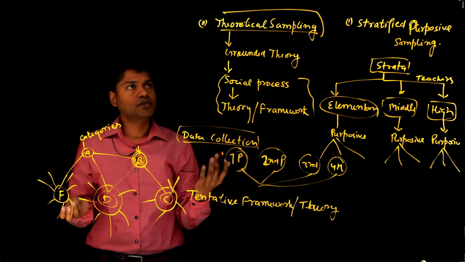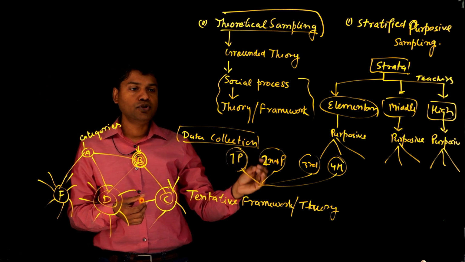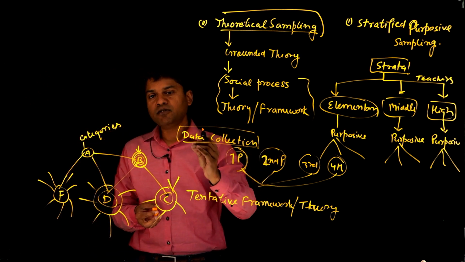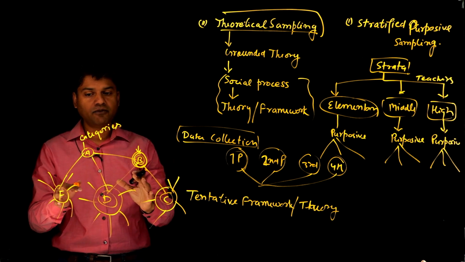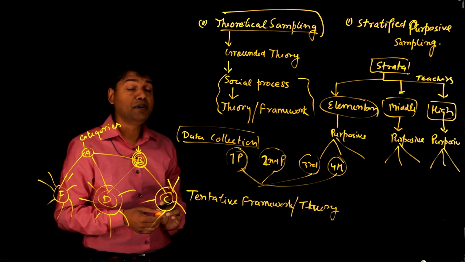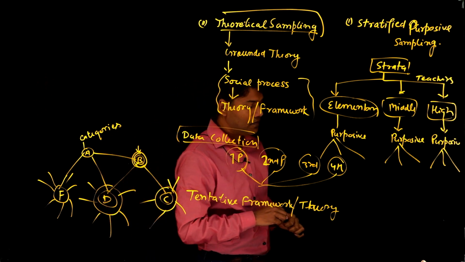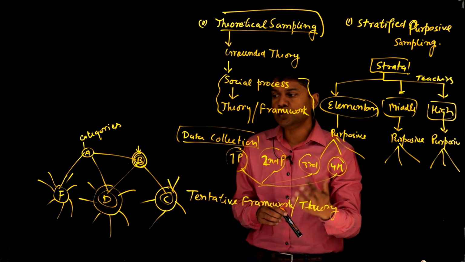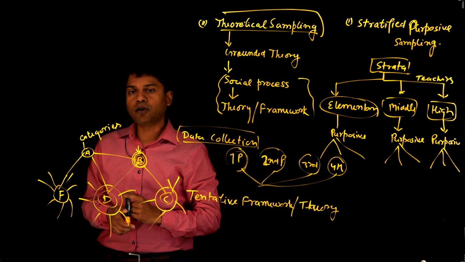And the name itself suggests it, because this sampling helps you to develop and refine the framework, the theory that you have been developing. So theoretical sampling is used in grounded theory to refine and develop the tentative categories or the framework or the theory which is emerging from the data.